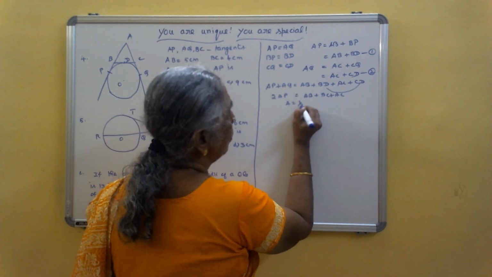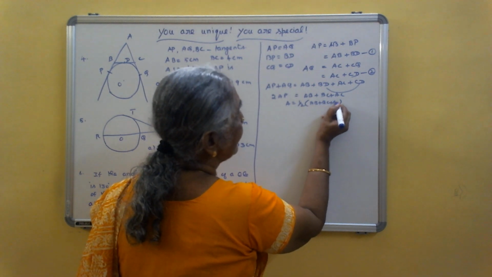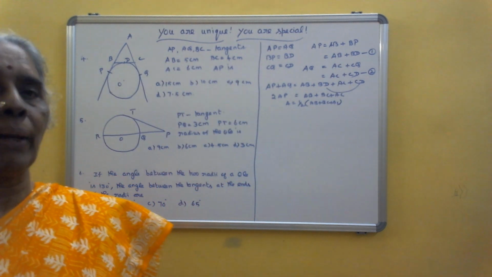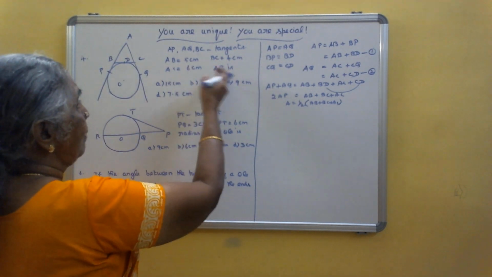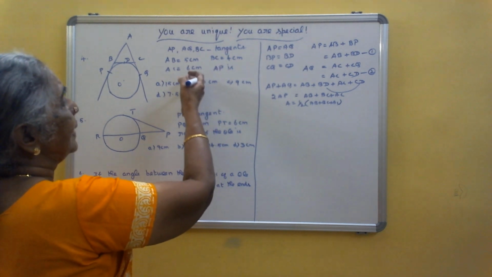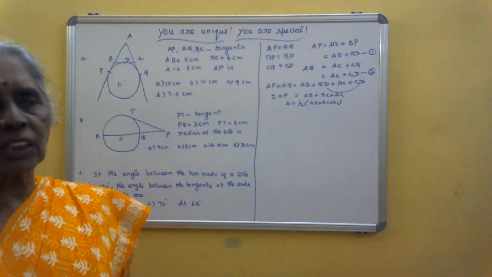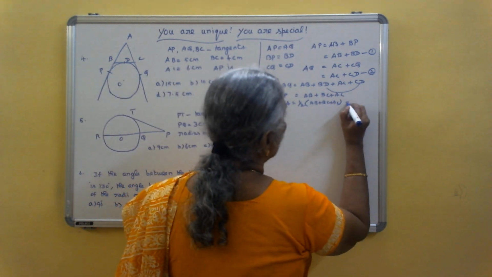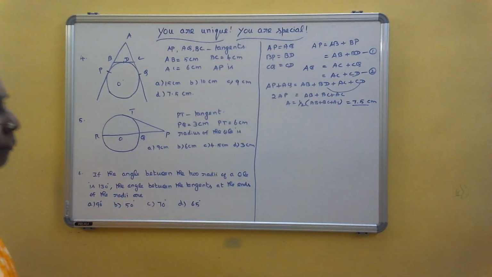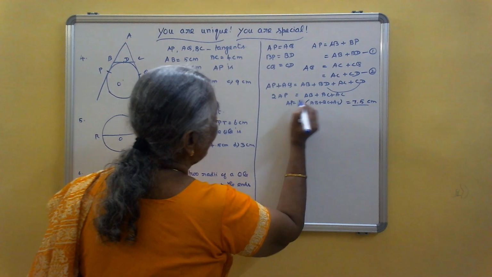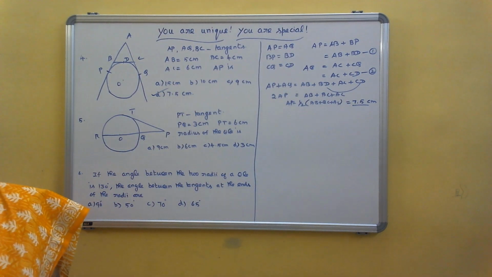So AP is equal to half the perimeter, that is (AB + BC + AC)/2. This is the proof for the sum I told you, without any measurements. Now here you know AB is 5, BC is 4 and AC is 6. So the perimeter will be 5 plus 4, 9, 9 plus 6, 15. 15 by 2, so that will be 7.5 centimeter. That will be AP. Okay, AP is 7.5. So that is the option D.